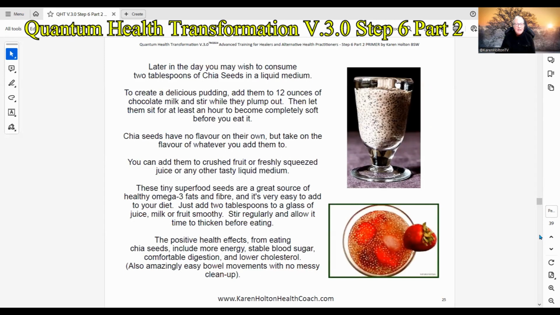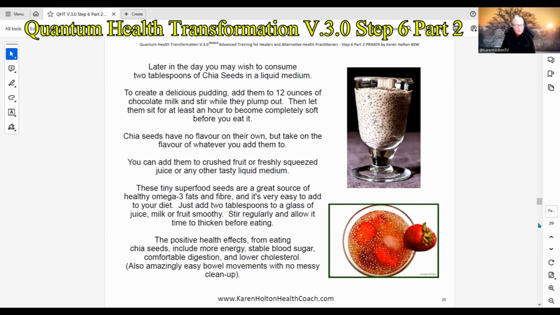Next, later in the day, you may wish to consume 2 tablespoons of chia seeds in a liquid medium. To create a delicious pudding, add them to 12 ounces of chocolate milk and stir until they plump out. Then let them sit for at least an hour to become completely soft before eating it. Chia seeds have no flavor on their own, but they take on the flavor of whatever you add them to. You can add them to crushed fruit or freshly squeezed juice or any other tasty liquid medium.